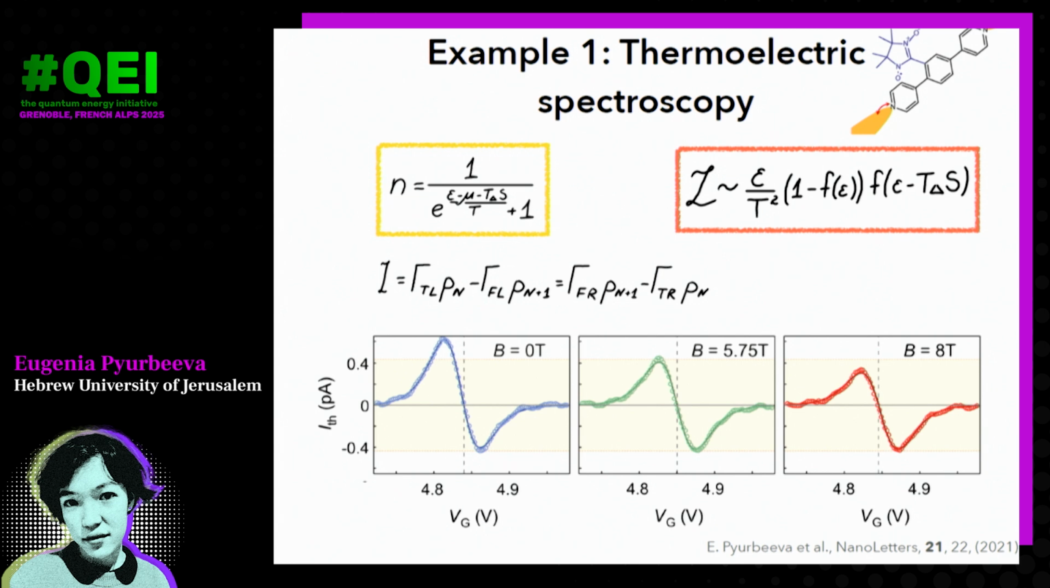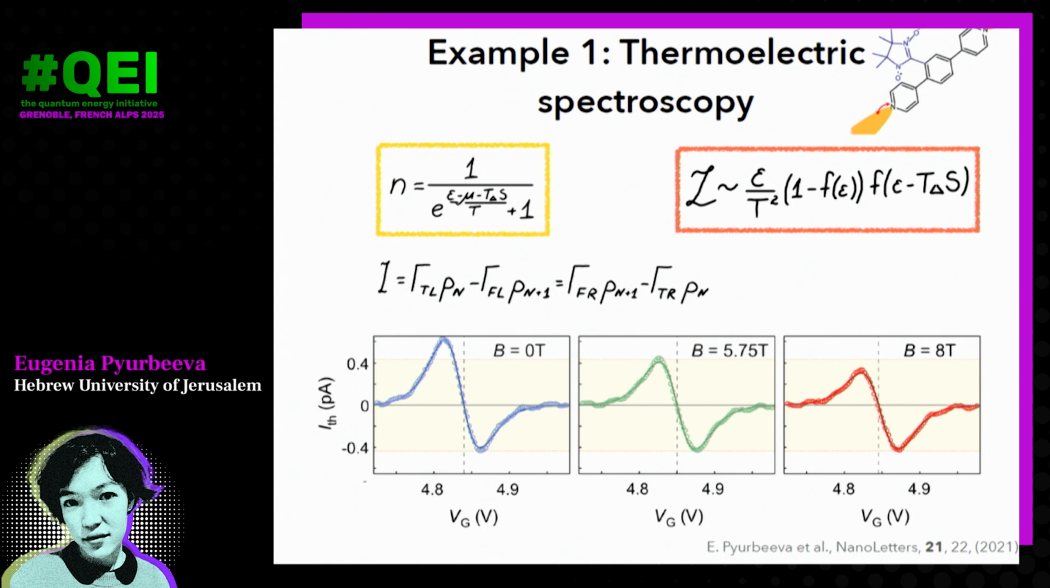And if you look at them carefully, at zero field, you can see that the first peak is high and the second one is low. Then at around 6 Tesla, the trace is roughly symmetric. And then for 8 Tesla, you have the second peak, which is high, while the first one is low.